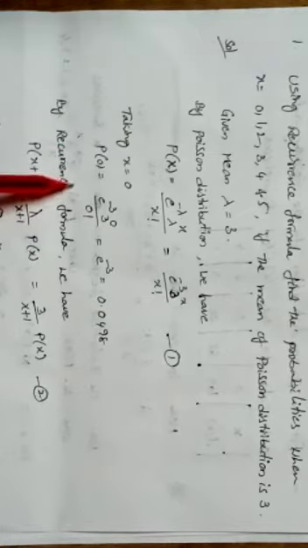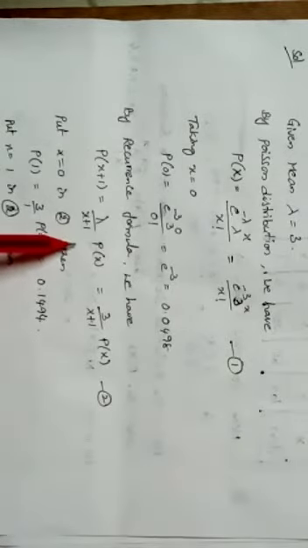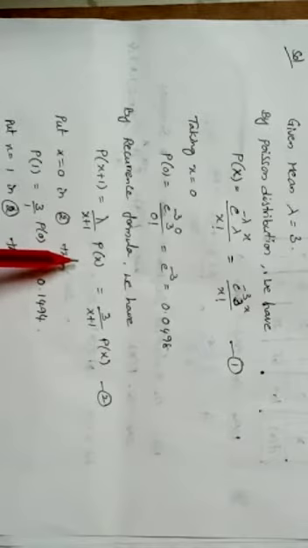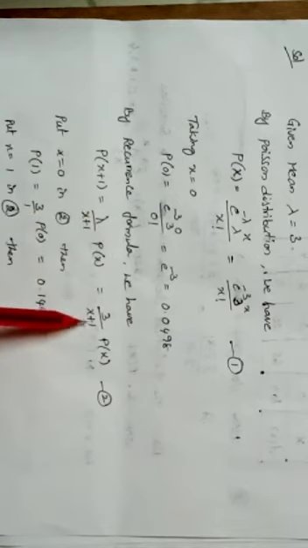So by the recurrence formula, what do we have? P of x plus 1 is equal to lambda by x plus 1 into P of x. This we already gave in the previous video. You check once. In this you substitute the lambda value as 3, and that is 3 by x plus 1 into P of x. I have taken this as the second equation. Now in this equation I am substituting x values from 0 to 5.